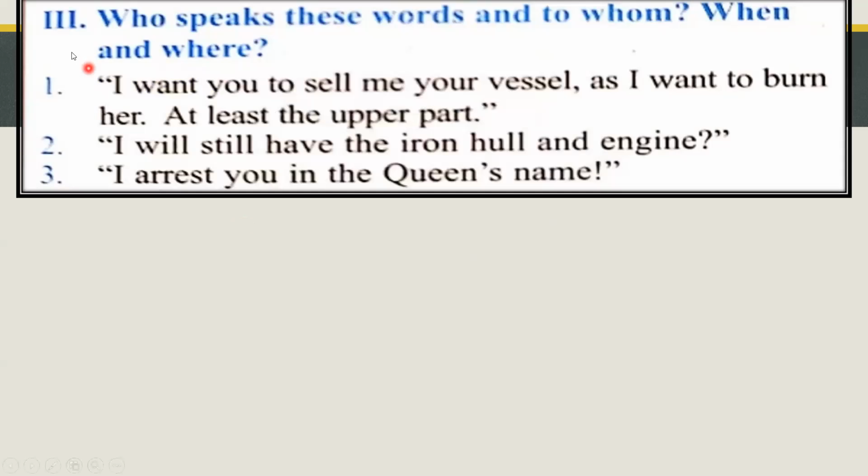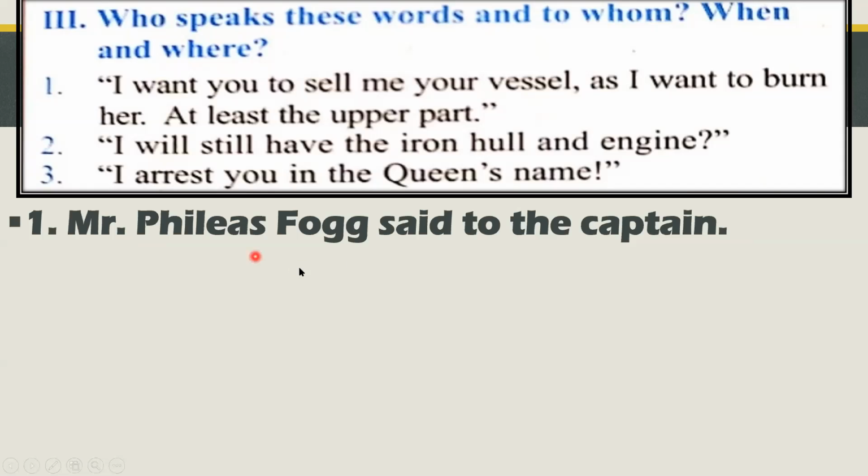Now, dear students, we have exercise 3. Who speaks these words and to whom, when and where? This is exercise number 3. The first sentence is: I want you to sell me your vessel as I want to burn her, at least the upper part. Who said these words, and to whom? Mr. Fogg said to the captain that I want you to sell me your vessel as I want to burn her, at least the upper part.